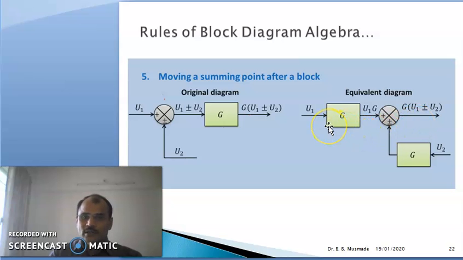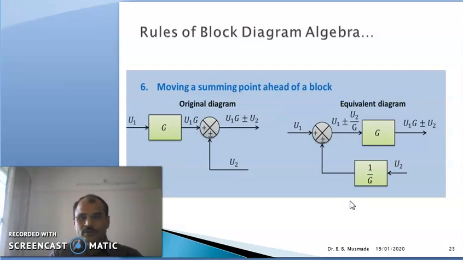So closely understand why this G is written here. If we do not consider this block, then the information will be U2, and from this side we will have U1 plus U1 into G. So effectively we may have G U1 plus only U2. So G has to be adjusted here, and for that purpose we have to insert this block here to retain the required information.